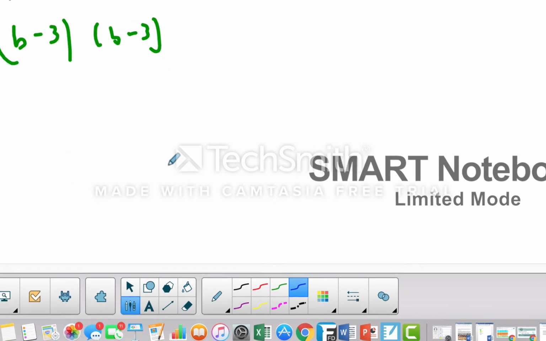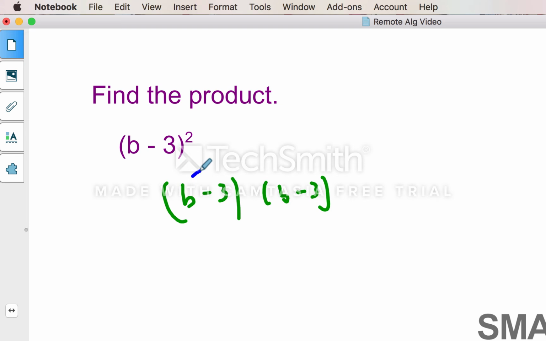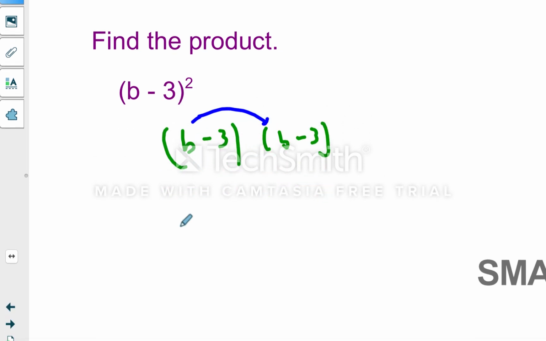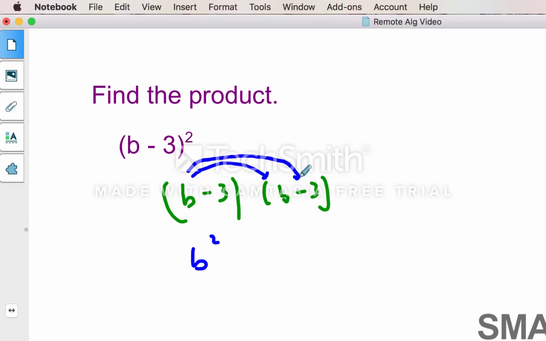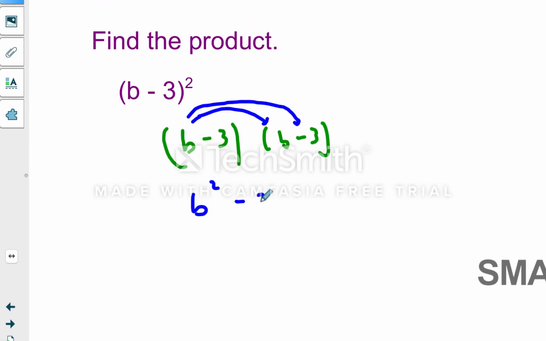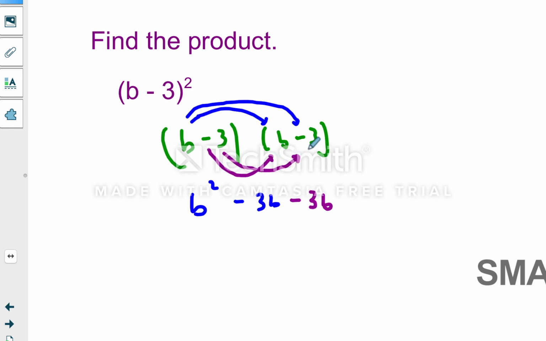So we start out with b minus 3 times b minus 3. The b's will become b squared. That's a b times a negative 3, so I'd write negative 3b. I do the same thing right here. That's a negative 3 times a b, so I write negative 3b. And then negative 3 times negative 3 is 9.